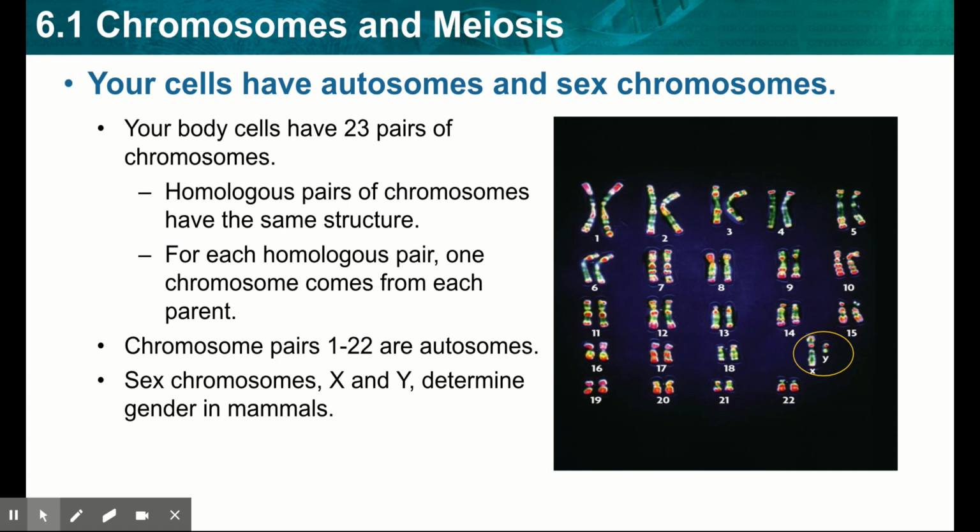Chromosomes 1 through 22 are called autosomes. That's the second bullet point here. The 23rd chromosome is your sex chromosome. X and Y are going to determine the gender of the specific mammal. If it is XX, it is going to be a female. If it is XY, it is going to be a male. And we'll get into that a little bit more here.